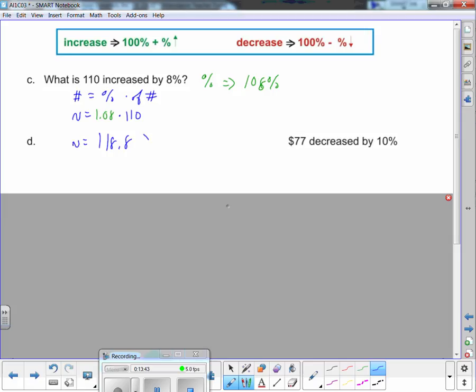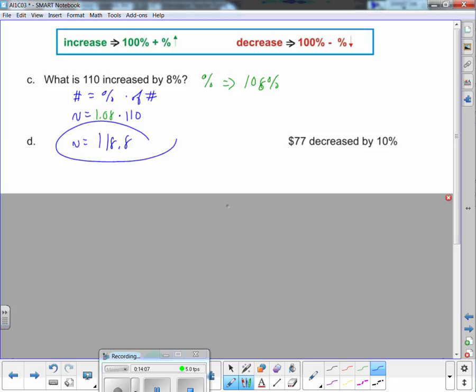Good, you were listening. 118.8. So is that about roughly an 8% increase from 110? That sounds reasonable. A 10% increase would be 11, right? 11 more, so you'd be at 121. 8%, a little bit less. 118.8 sounds good. So that's a one-step procedure.